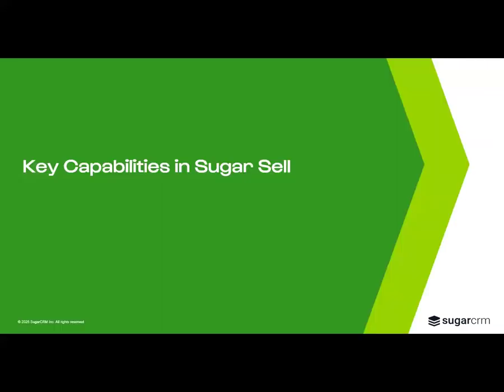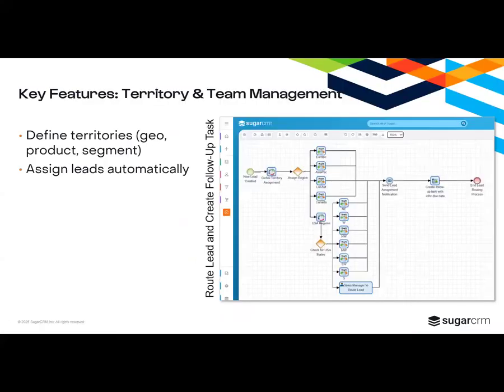Okay. So let's talk about more capabilities inside of Sugar. This first slide has to do with territories and team management. After you've defined your territory, your geo, your product segments, you can start doing things like automatically assigning your leads based on the criteria of your organization.